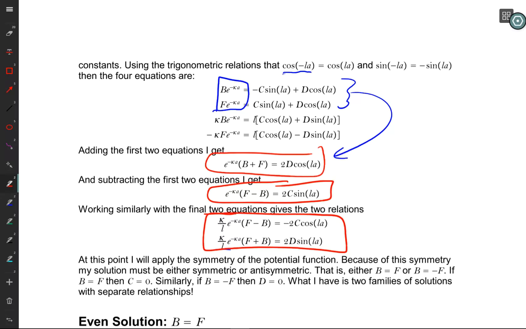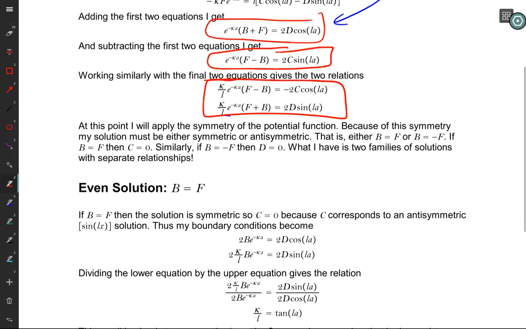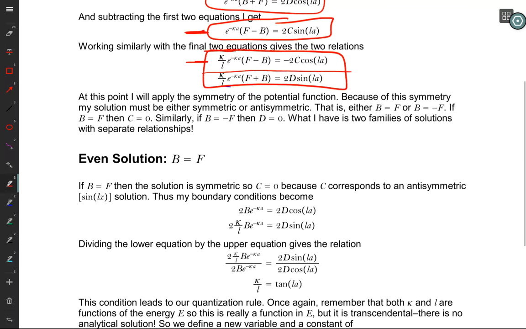We haven't really gotten any new information, but we now are at a place where we can, because we have F minus B in this equation and the upper equation here. And we have C on the other side. So if I divide those two equations, I'm going to be able to have a straight relationship between kappa and a trig function of LA. And similarly, with the D, I could do the same thing. I'd get the same result.